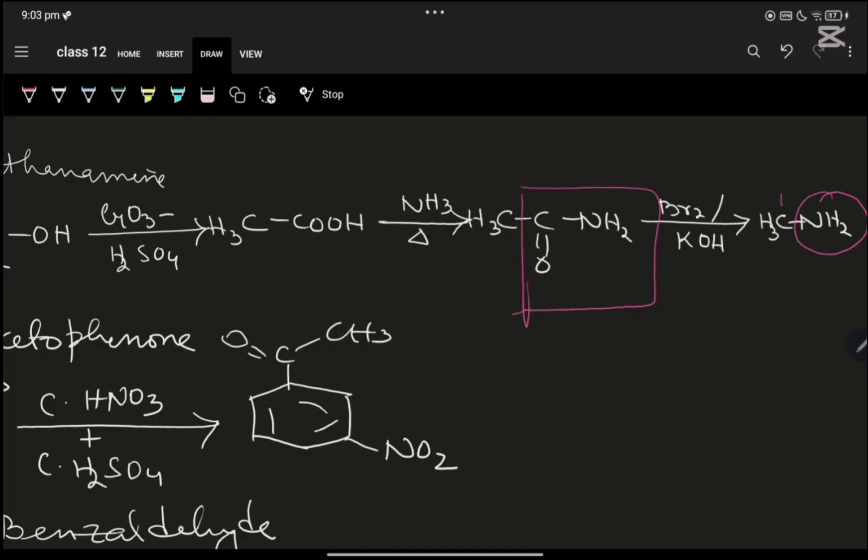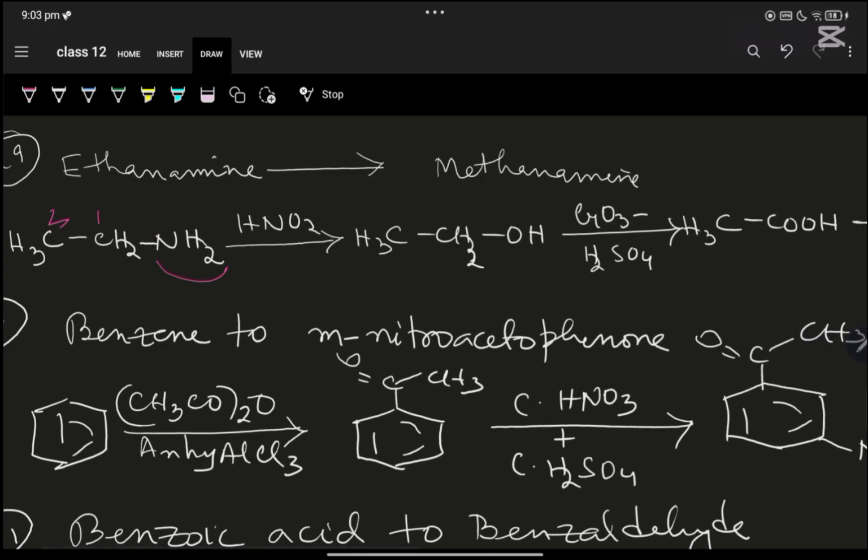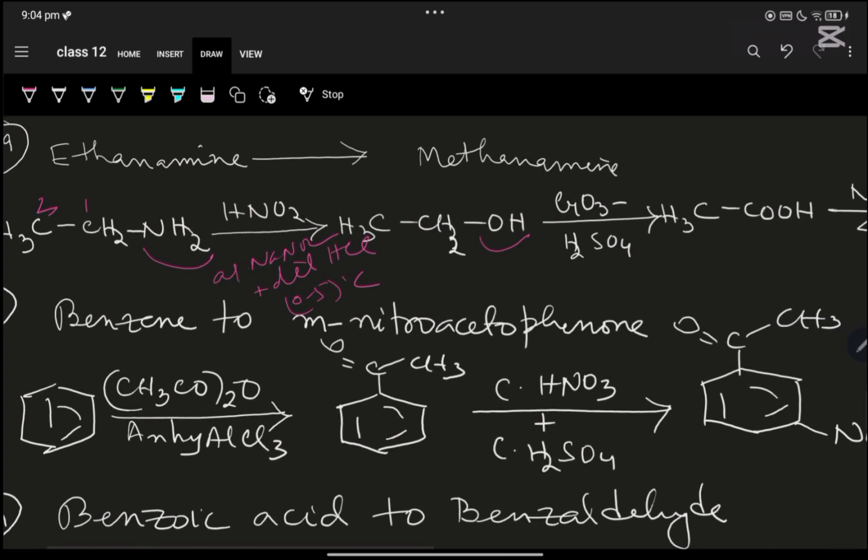The safest path to go is via COOH. So convert this NH2 to OH. How? Because this is an aliphatic primary amine, if you do HNO2, or aqueous NaNO2 plus dilute HCl at 0 to 5 degrees Celsius, you will get N2 plus Cl minus, which is unstable, and you will get alcohol as the final product.